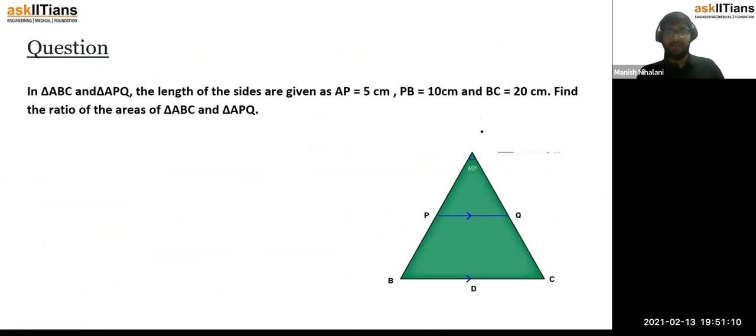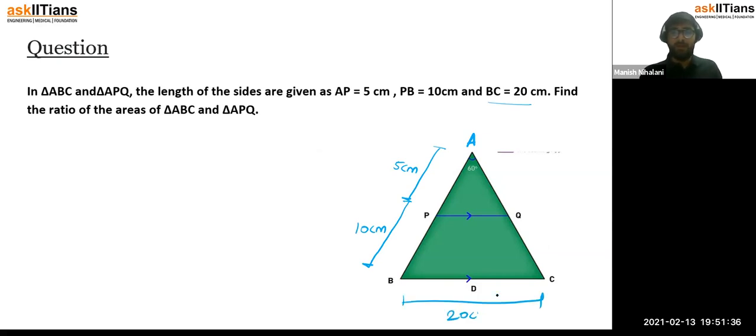So let's quickly understand this with a very simple example. We have triangle ABC and APQ, right? We have AP as 5 centimeters, PB as 10 centimeters, and AQ is what we don't have. We have BC as 20 centimeters, so the base is given to us as 20. These arrows signify that the two line segments are parallel to each other. They are in the same direction. So let's quickly move forward with triangle APQ. We can see that angle A is 60° here.